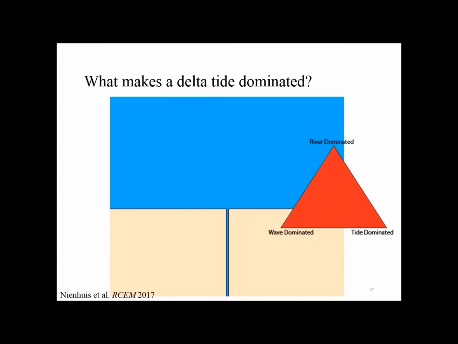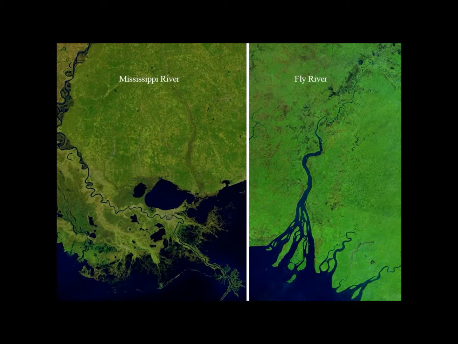So what about tide dominance? We first talked about this edge of the triangle from wave to river-dominated. What about this edge of the triangle from tide to river-dominated? What makes a delta tide-dominated? Well, these are 2 pictures on the same scale of 2 completely different deltas. One is the Mississippi, the other one is the Fly River in Papua New Guinea. The Fly has historically been characterized as a very tide-dominated delta, and the Mississippi is considered a river-dominated delta.